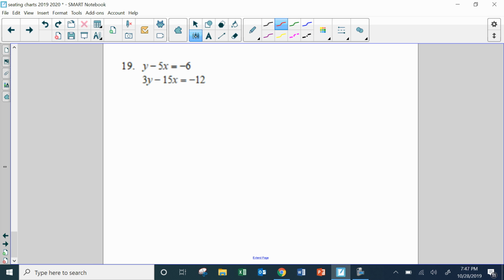So again, I'm going to multiply this top equation. I need them to cancel out, so I'm going to have to flip the sign. Because if I just make it positive 3, these are both going to be positive and these are both going to be negative, and nothing's going to cancel out. So I'm going to multiply through by negative 3, which is going to give me negative 3y plus 15x, and then negative 3 times negative 6 is positive 18.